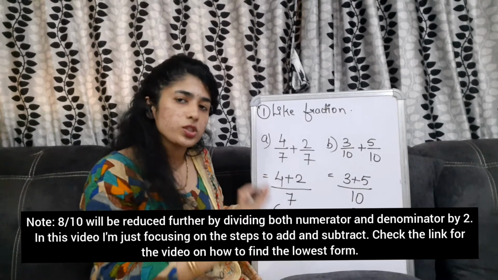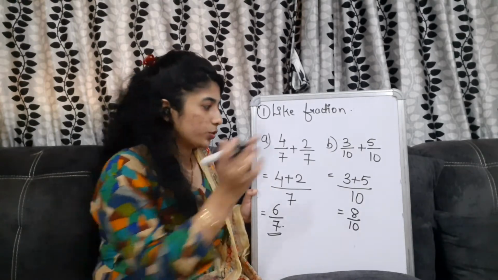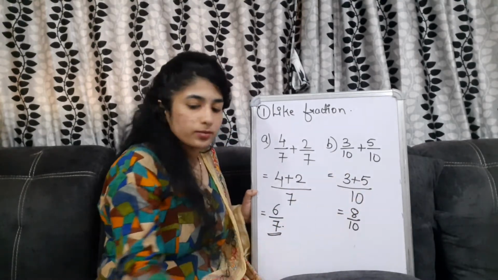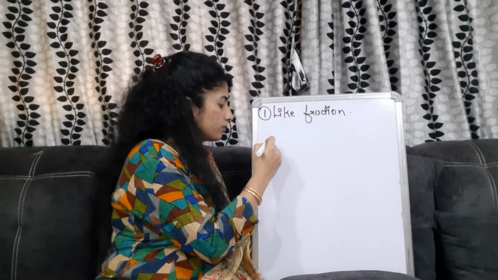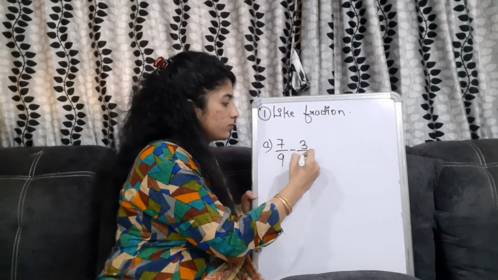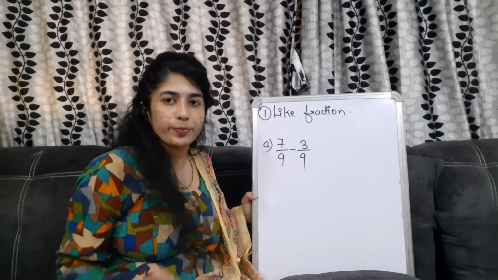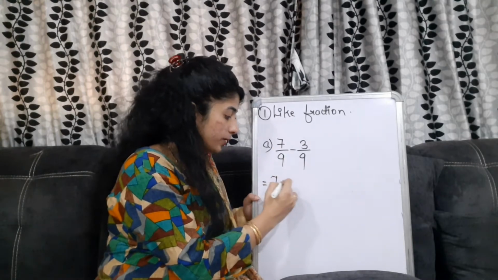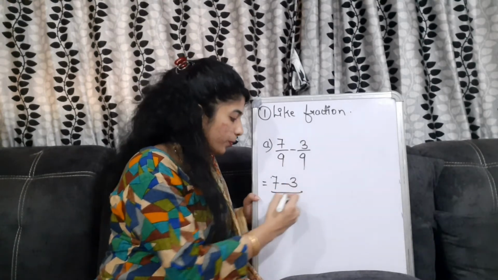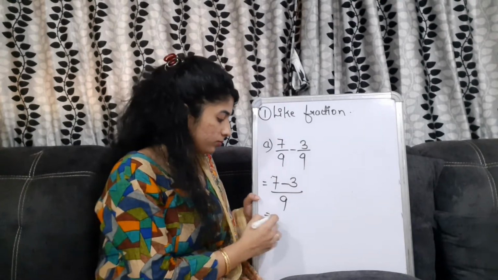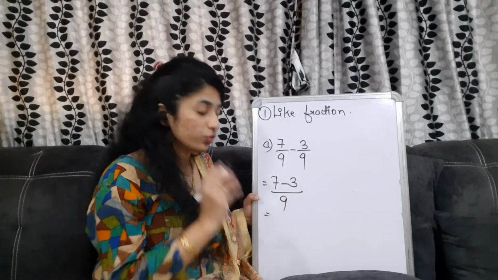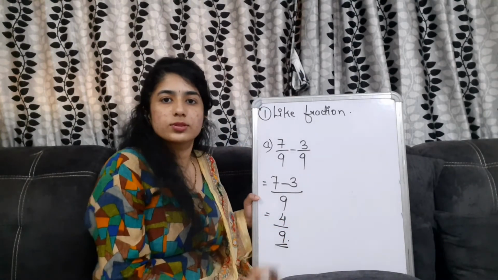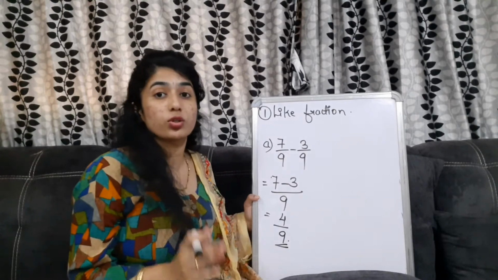Understood? So the same process you are going to follow for the subtraction also. That is, you will subtract and write. I will take an example for it, don't worry. 7 upon 9 minus 3 upon 9. First step, check the denominators. 9, 9, go ahead. 7 minus 3 whole upon 9. 7 minus 3, 4. 4 upon 9 is the answer. Simple as that. So that is how you solve the subtraction.